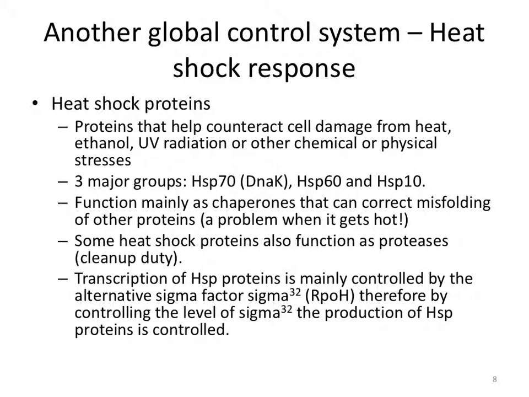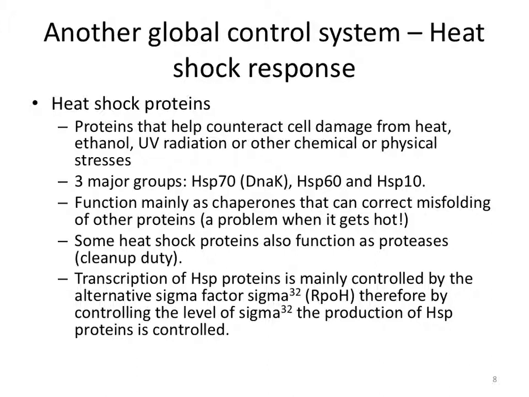Let's consider an example of another global control system, the heat shock response. So the cells make a variety of proteins that are known generically as heat shock proteins, or HSPs, and these have been well studied in E. coli. These are proteins that help counteract cell damage from heat, ethanol, UV radiation, or other chemical or physical stressors. There are three major groups: HSP70, also called DNA-K, HSP60, and HSP10. These proteins function as chaperone proteins in some cases.